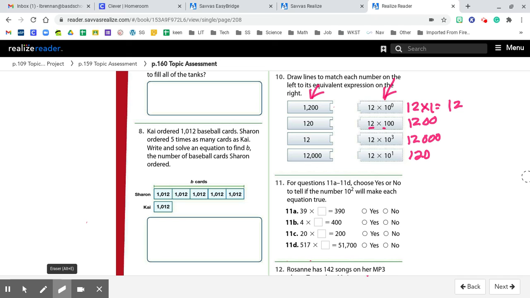So let's see when we match up. What do we have here? Let's see if we have all our values. They show up here. 1,200, there we go. 120, there's there. 12, and 12,000.